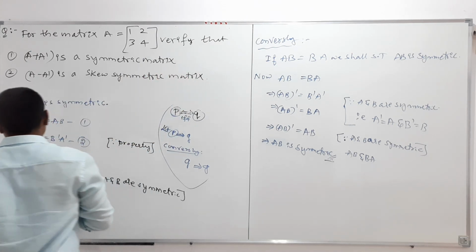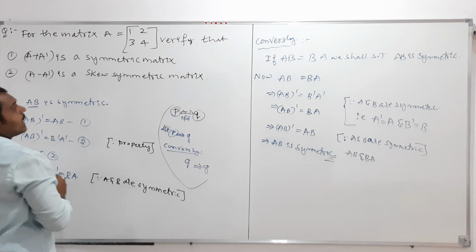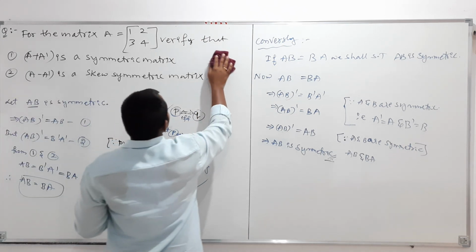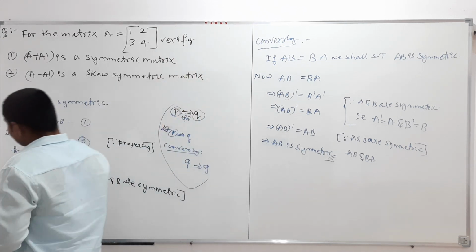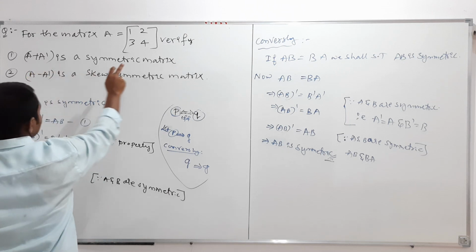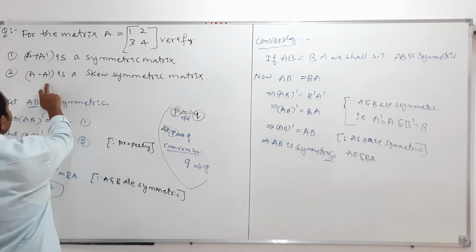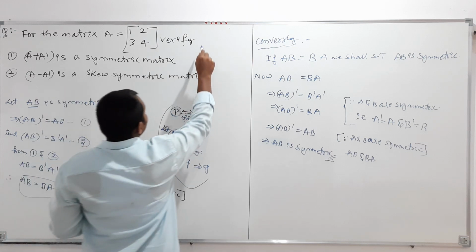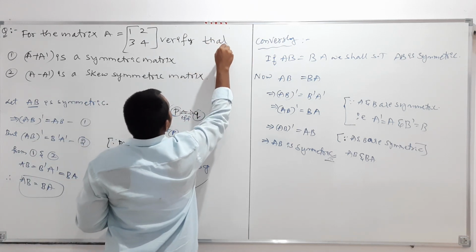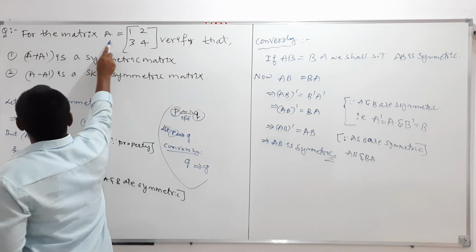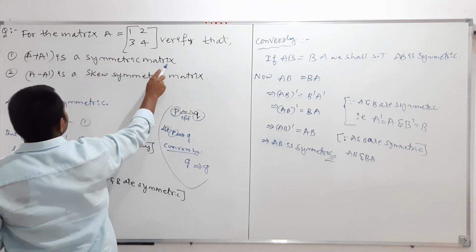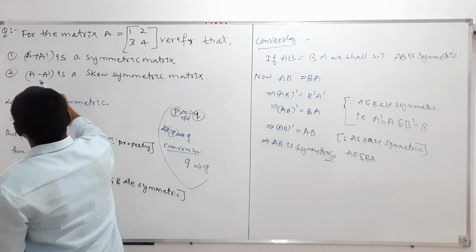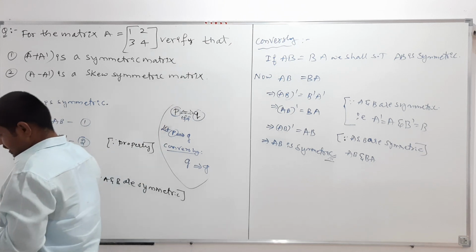I have told you the theory part. For any matrix A, A plus A dash is a symmetric matrix, and A minus A dash is a skew symmetric matrix. Clear? So verify that.